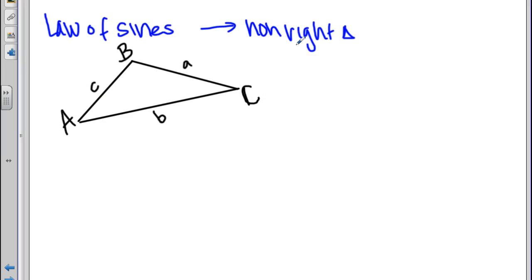All right, so the law of sines says that the sides and angles are proportional to each other. So it looks like this. The sine of angle A over side A, that proportion is equal to the sine of angle B over side B, and that's equal to the sine of angle C over side C.